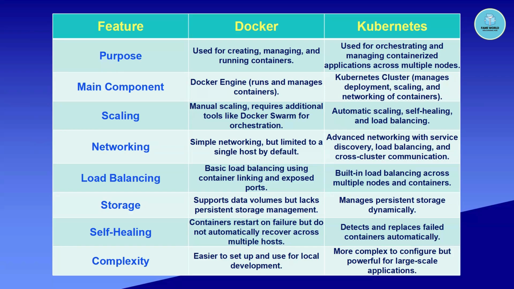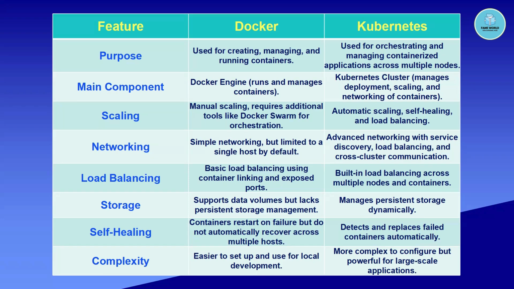When we talk about complexity, Docker is easier to set up and use for local development, whereas Kubernetes can handle more complex applications, but it is also more complex to configure. But it is powerful for large-scale applications. You will be able to easily manage large-scale applications with the help of Kubernetes. Whereas in Docker, local development is possible. That is the best way to use Docker.